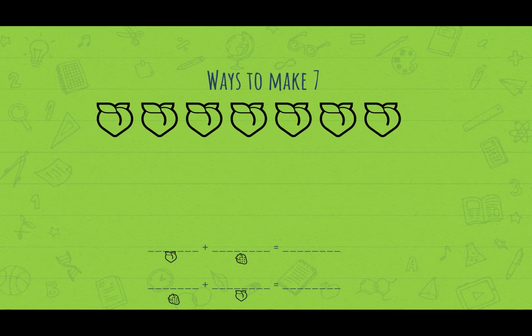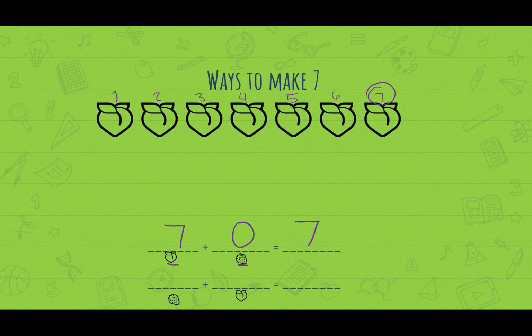So let's talk about our first way to make 7. So we have, let's see, these are some peaches. Let's count how many peaches we have. 1, 2, 3, 4, 5, 6, 7. We have 7 peaches. And I'm trying to look for the number of peaches and the number of strawberries. So I see I have 7 peaches, but I don't see any strawberries. So I say, where are my strawberries? I don't see any.